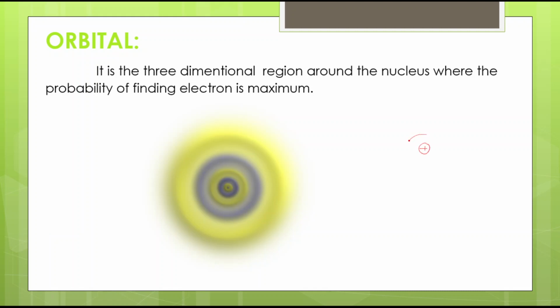Around this nucleus we have written orbits. Orbits like a fixed circular path, a solid line I had written. But in actuality, this is not a solid line. So in a 2-dimensional way we can consider it as a solid line, but in actual it is a 3-dimensional region or 3-dimensional space.